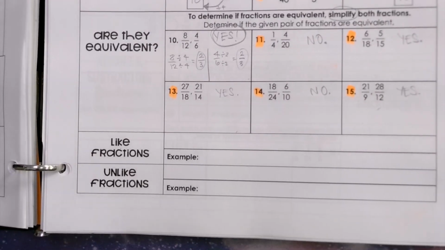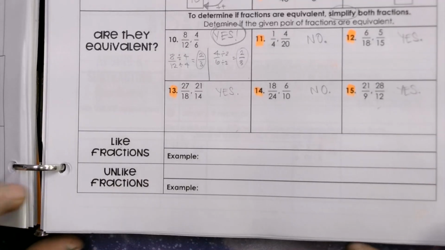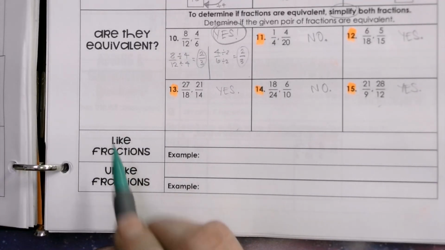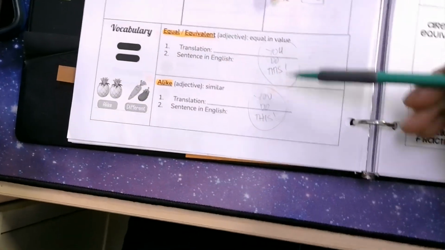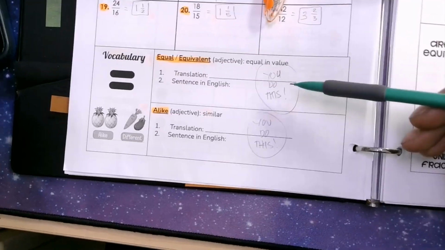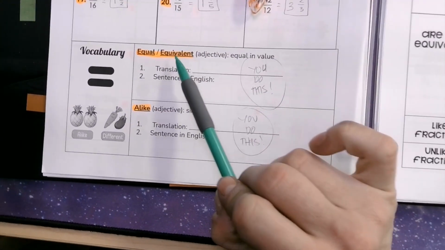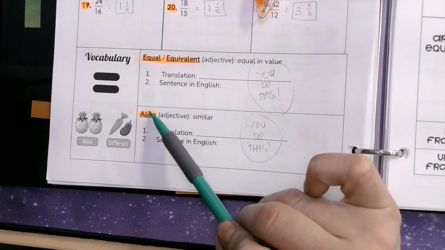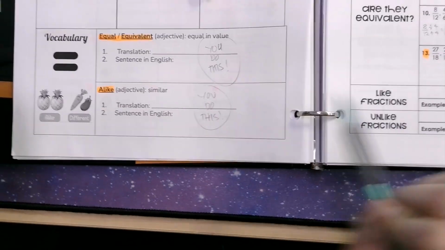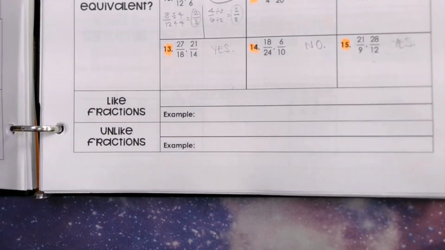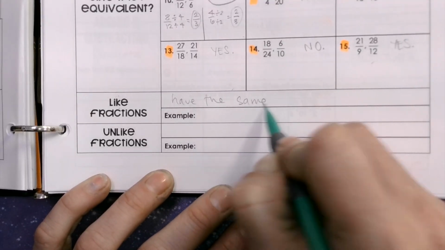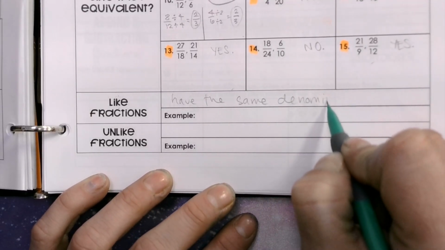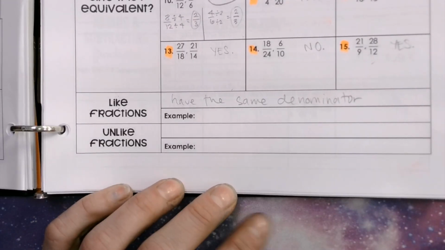All right. And finally, at the end of this section today, I want to talk about like and unlike fractions. And yesterday, you should have these 2 vocabulary words done. We talked about equivalent fractions, and now we're going to talk about like or alike. Notice that these two words are very similar. So, like fractions have the same denominator, right? The same number on the bottom.